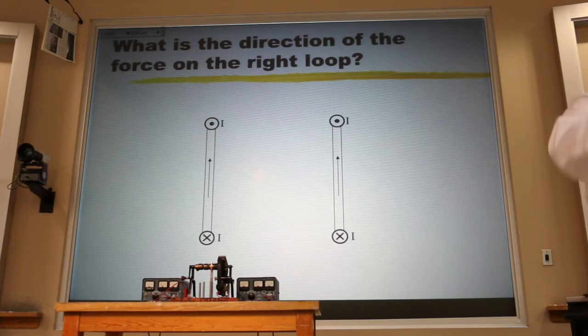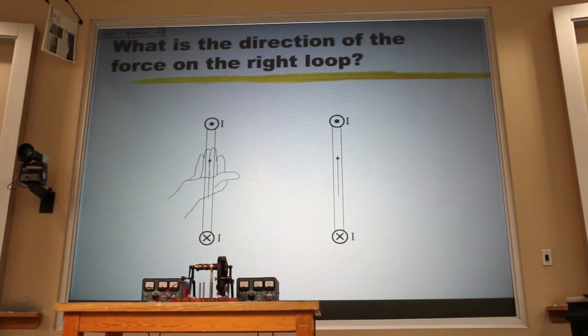Problems involving loops, I told you, are very, very hard, unless you replace each current loop with a bar magnet and go back to the third grade. So let's use right-hand rule number 3 to replace this loop with a bar magnet. My thumb of my right hand, if I curl my fingers in the direction of the current, my thumb points in the direction of the north side of that loop. I do the same thing with the other loop.